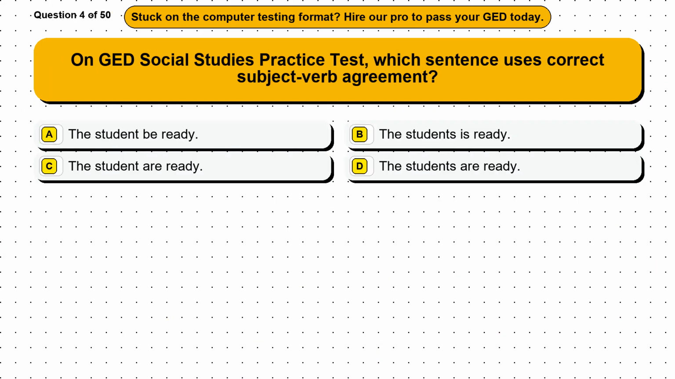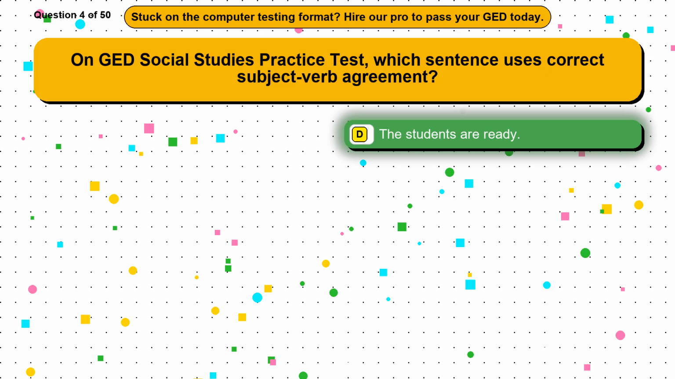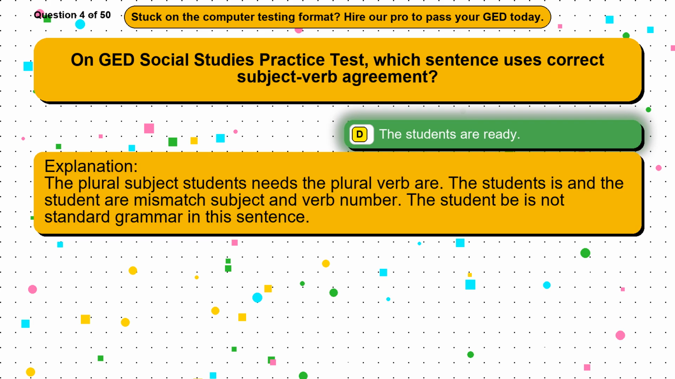Question 4. On GED Social Studies Practice Test, which sentence uses correct subject-verb agreement? Option A, the student be ready. Option B, the students is ready. Option C, the student are ready. Option D, the students are ready. The correct answer is option D, the students are ready. The plural subject students needs the plural verb are. The students is and the student are mismatch subject and verb number. The student be is not standard grammar in this sentence.